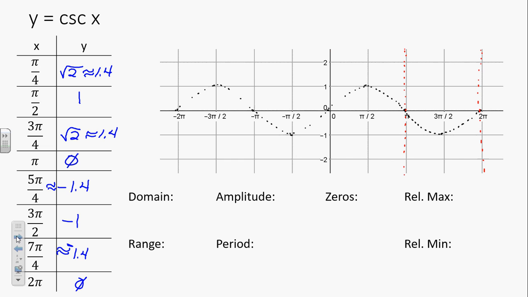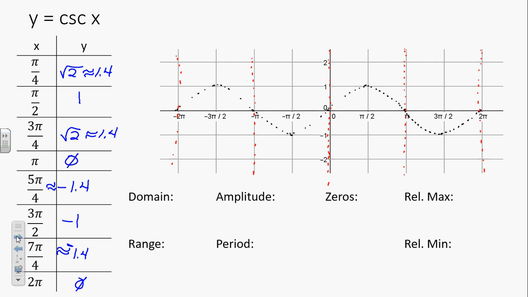Yep, we're going to take it back, because 2 pi and 0 are the same, aren't they? And then negative pi and negative 2 pi. Anywhere we have a 0 for the sine is going to make the cosecant undefined. Okay, now let's plot some of those points.